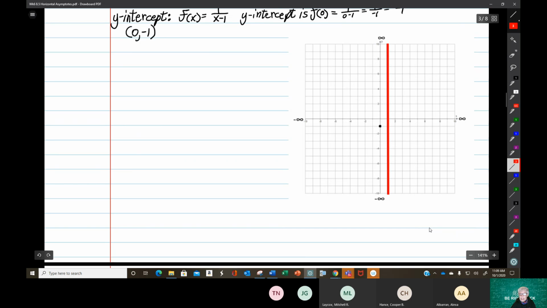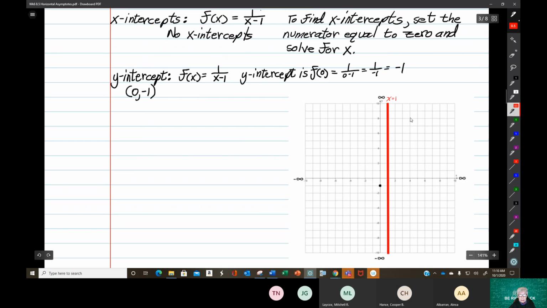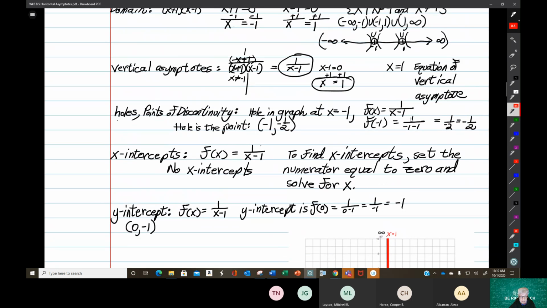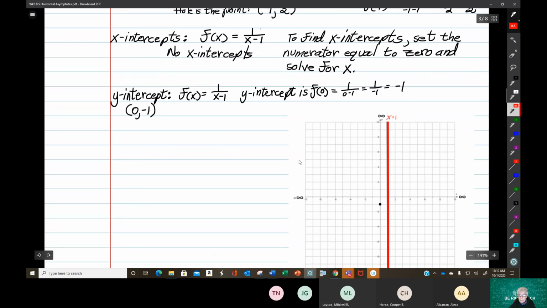So there's the vertical asymptote, and remember you have to label it, which means you put x equals 1. We would have had one over here at x equals -1, but it became a hole. A hole located at -1, -1/2, which is going to be right here.